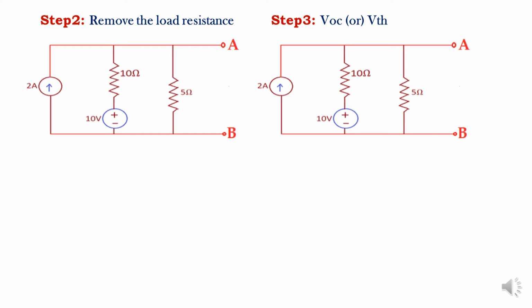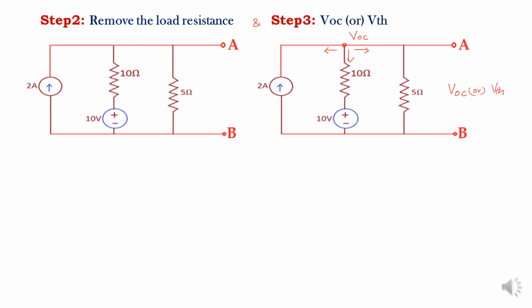What is step number 2? Step number 2, remove the load resistance. Now the load resistance is removed here, and between the terminals we are going to find out VOC or VThevenin. Both are equal. Now what do I have to do? First of all, I have to mark the node here. This is VOC. Next I have to assume the direction of current. All the currents are flowing away from the junction.